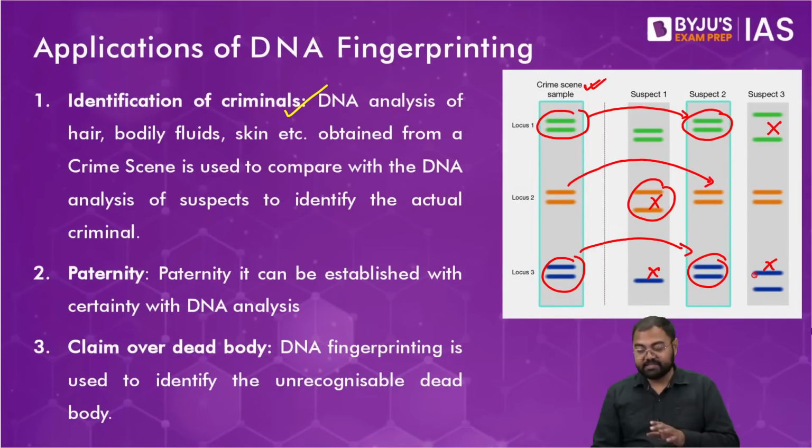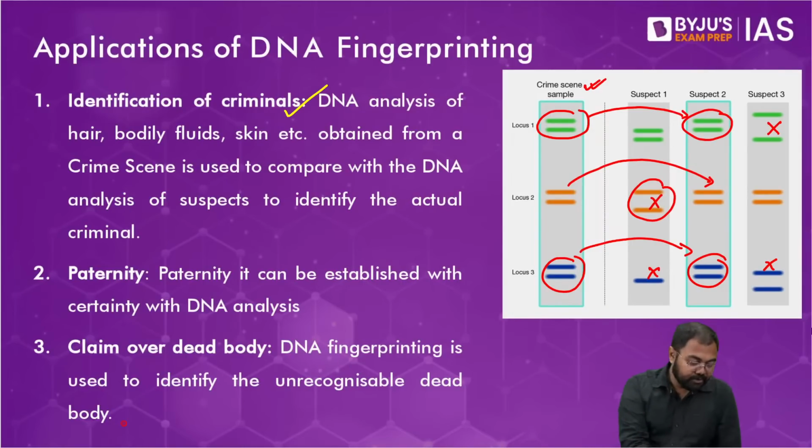So we understand that the second suspect's genetic sample is exactly the same as what was collected from the crime scene. Then at least you know that the second suspect was present at the crime scene. You still will have to prove that the second suspect was actually the criminal, right? So identification of the criminal can be done with the DNA samples, and that's where DNA fingerprinting becomes useful.